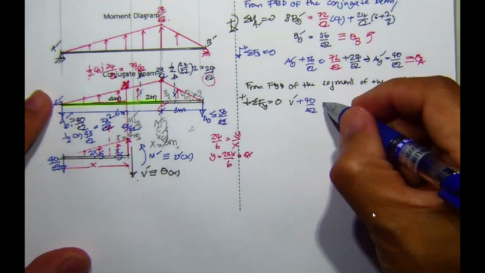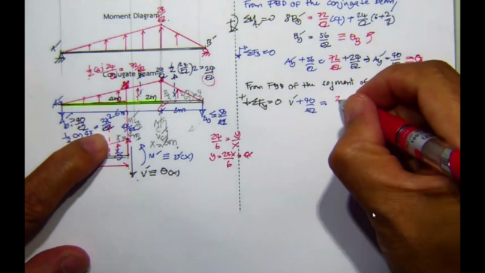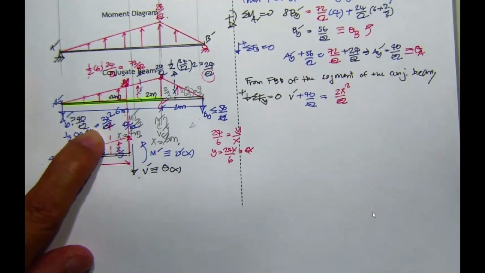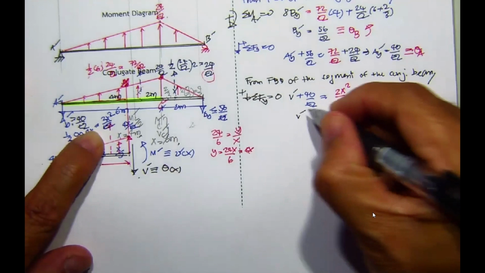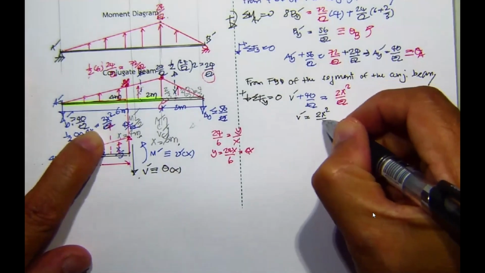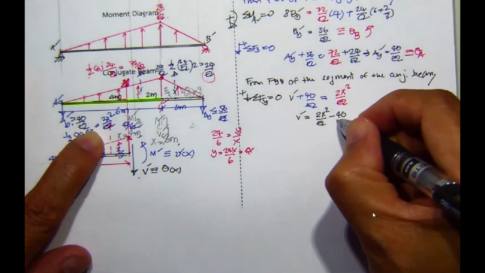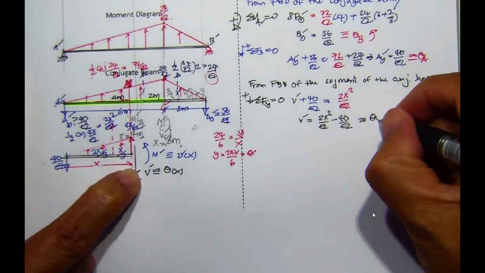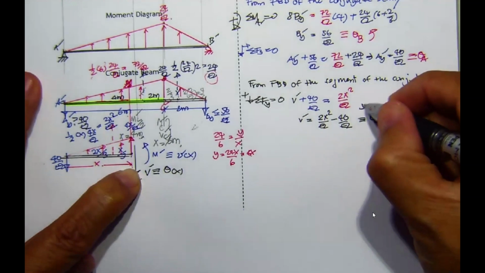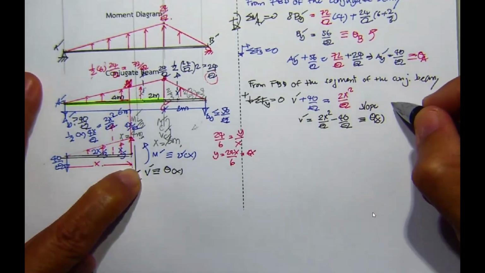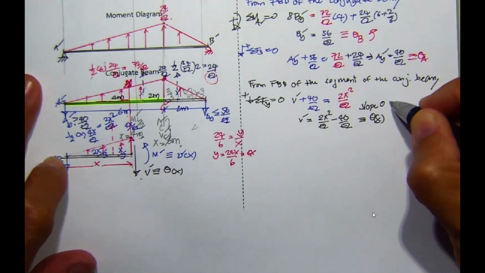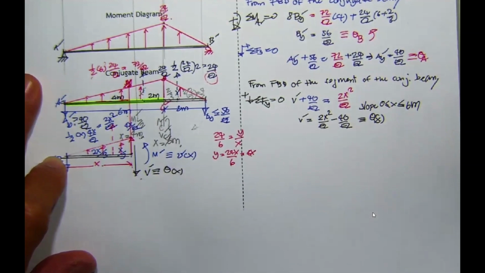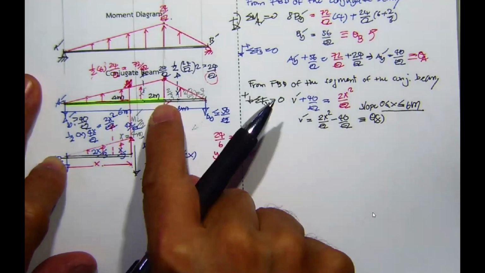Now, equal to this, 2x squared divided by EI, you will have this equation easily. V prime equals 2x squared divided by EI minus 40 over EI, and this is equivalent to theta sub x, the slope. And x can range from A to C: 0 less than or equal to x, less than or equal to 6 meters. This equation can only be used in this yellow region.